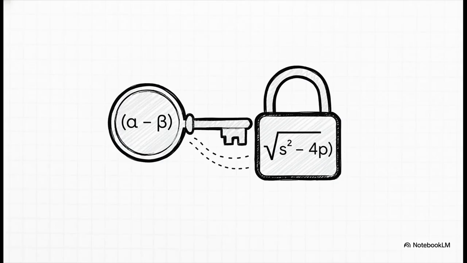And this right here is the key insight of the whole thing. Any expression that is built on the foundation of the difference between the roots, alpha minus beta, is always going to need this extra square root term to be expressed. That term, the square root of s squared minus 4p, is like a telltale sign, a fingerprint, that you're dealing with a difference and not a sum.